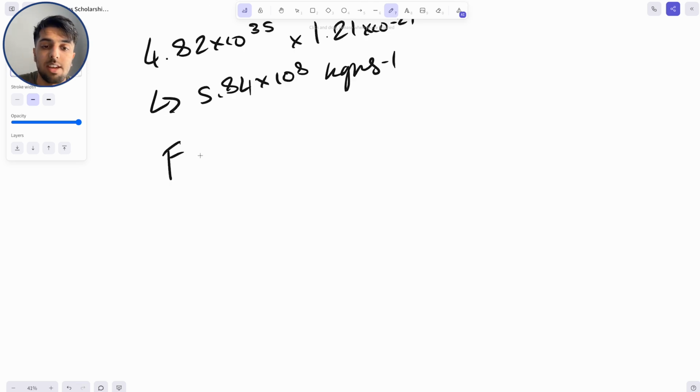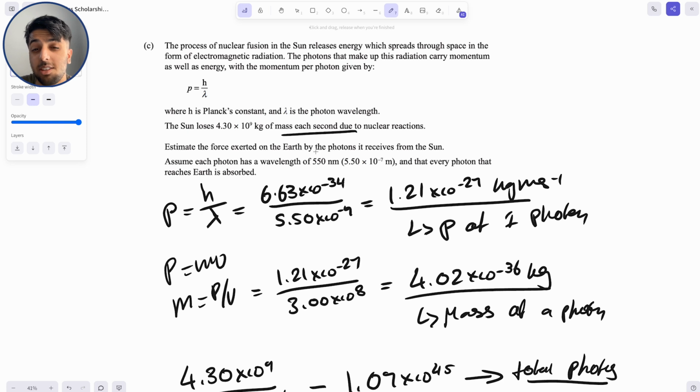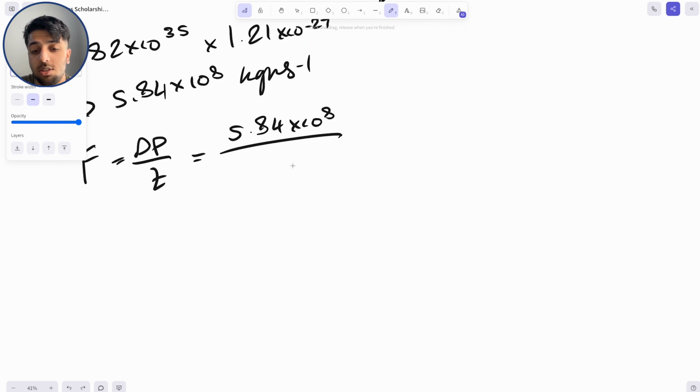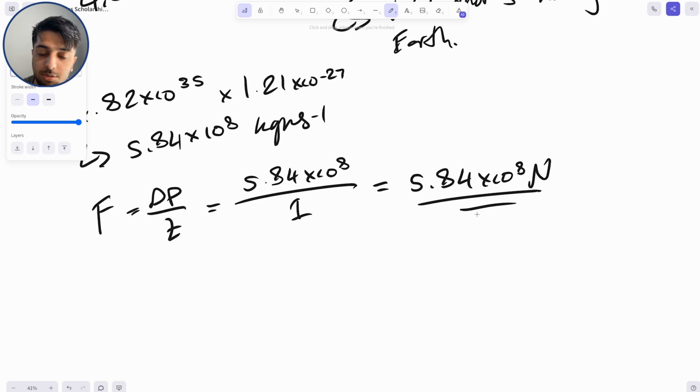And as F is equal to delta P over T, we have our momentum, so 5.84 times 10 to the 8, all over T, which in this question we're given per second. So this is all over 1 second. And so the answer is just 5.84 times 10 to the 8 newtons. And that's our final answer.